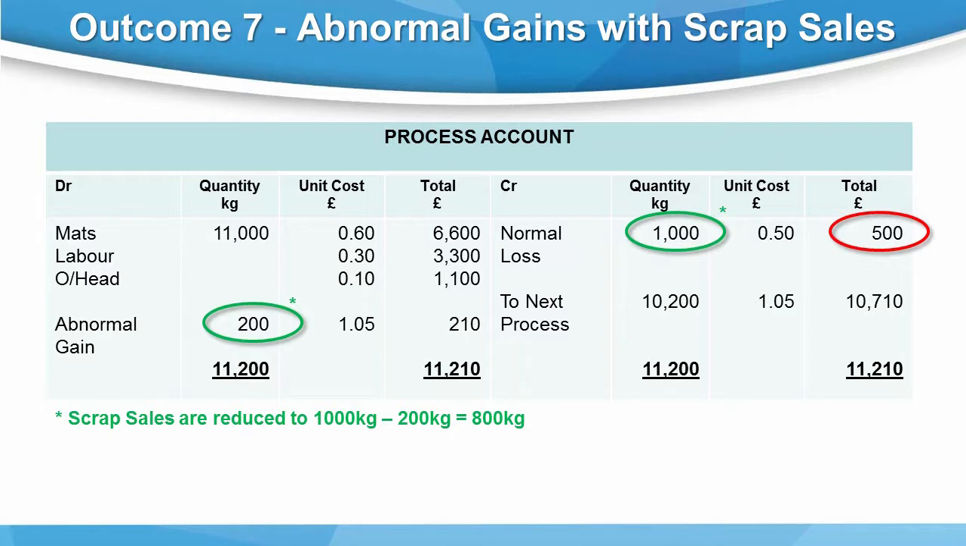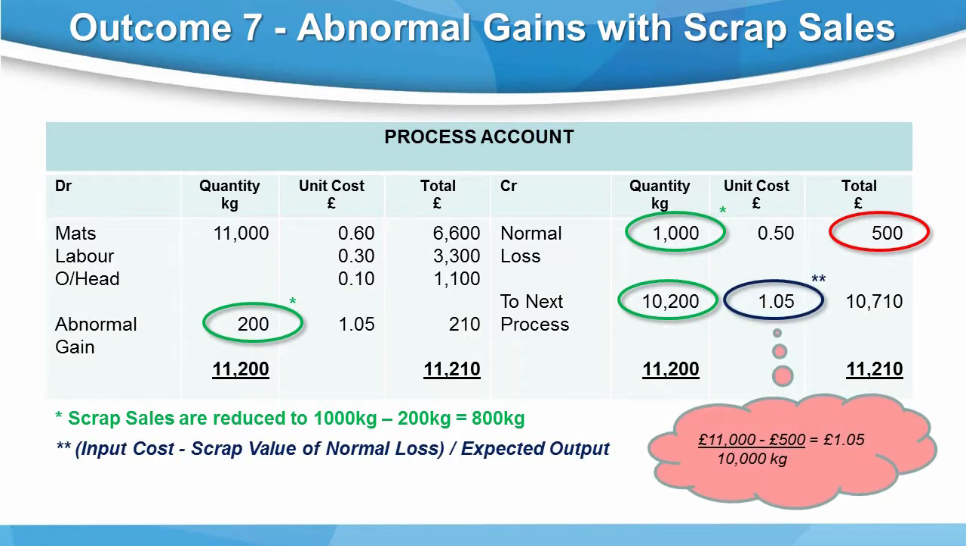The process is exactly as before. Enter the normal loss of 1,000 kilograms and £500 proceeds. 10,200 kilograms have been produced, so this is credited to the process account and the abnormal gain of 200 kilograms is debited. The finished output is valued at £11,000 less £500 divided by 10,000 kilograms, which is £1.05, and the abnormal gain on the debit side is also valued at this figure.